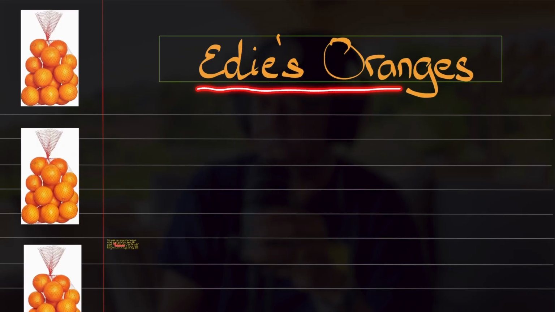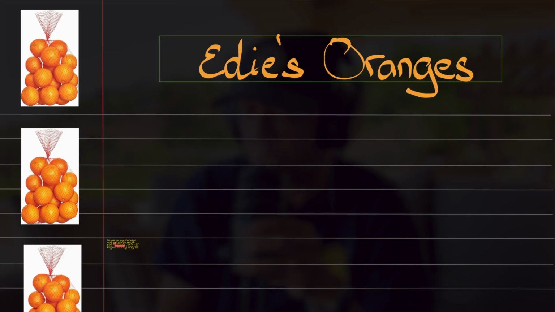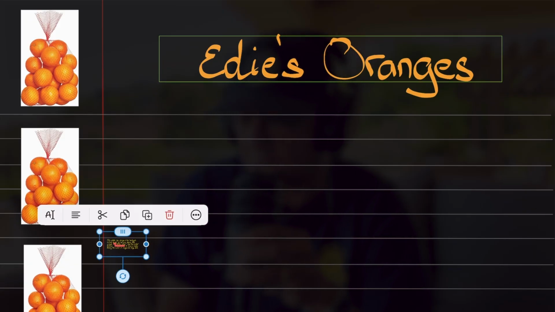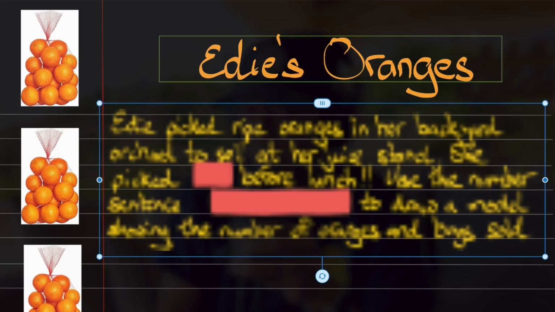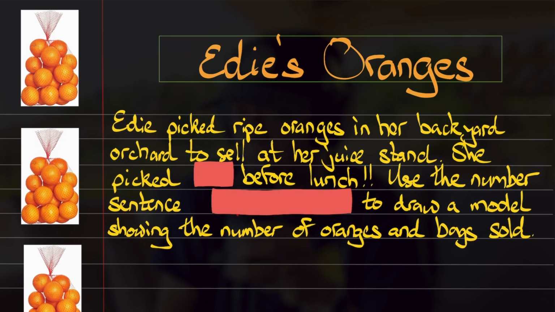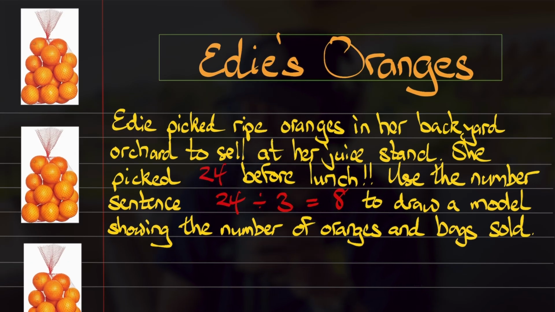So Edie's oranges is a situation that you are actually going to practice on your own and work out. In this case, Edie picked ripe oranges in her backyard orchard to sell at her juice stand. Very fancy. So she picked a certain number of oranges before lunch, and then we're expected to use a number sentence, which we don't know, to draw a model showing the number of oranges and bags that are sold. So I'm going to ask you to pause the video, work this out on your own, and then come back and see how your answer was.